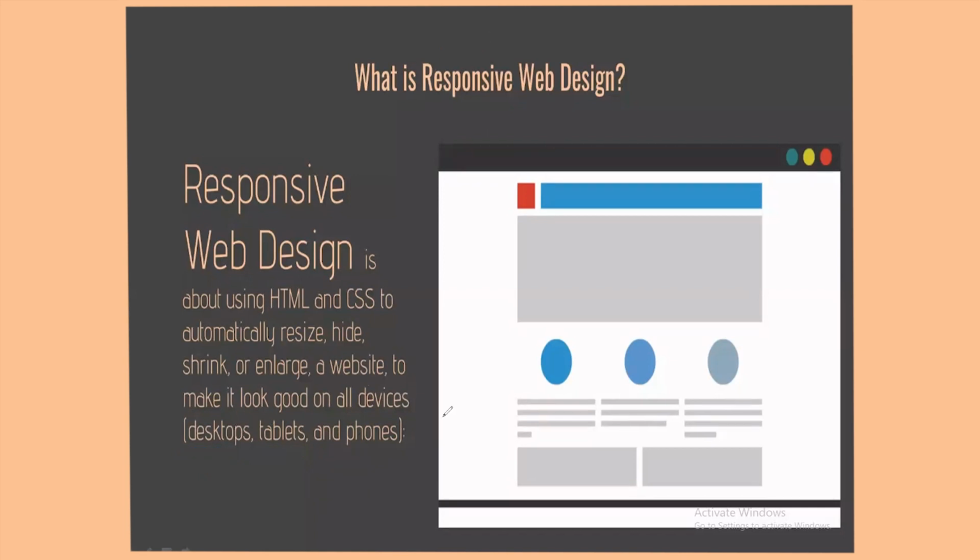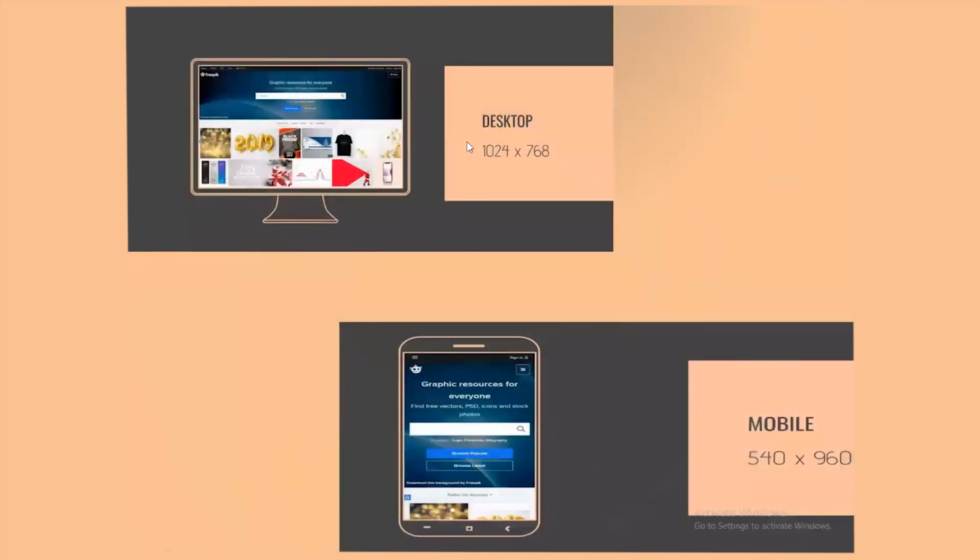Now I'll try to show it to you with the help of a diagram. I'm opening this website, just some random website. Desktop size is 1024 into 768 pixels, right? Mobile is 540 into 960 pixels. According to its screen size, it automatically enlarges and displays the items. How is it possible? With the help of Bootstrap. Bootstrap helps us to build responsive web pages.